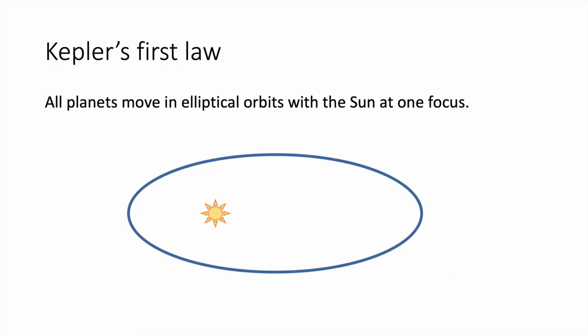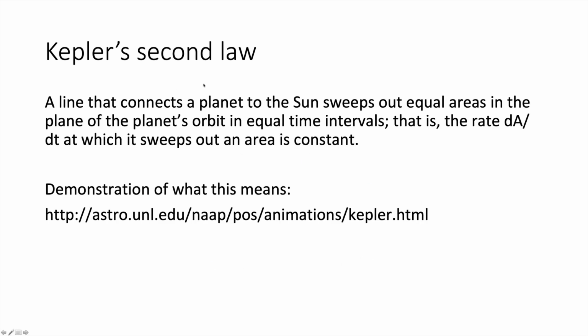So this brings us to Kepler's laws. So Kepler's first law tells us that all planets move in elliptical orbits like this one with the sun at one focus. So an ellipse has 2 focuses, and the sun which it's orbiting around needs to be at one of these. So Kepler's second law tells us that a line that connects a planet to the sun sweeps out equal areas in the plane of the planet's orbit in equal time intervals. That is, the rate dA/dt at which it sweeps out an area is constant.